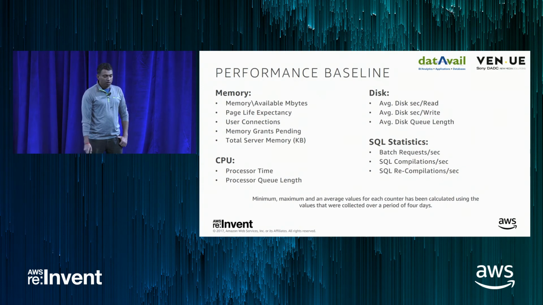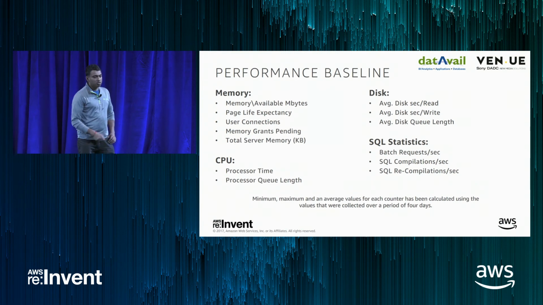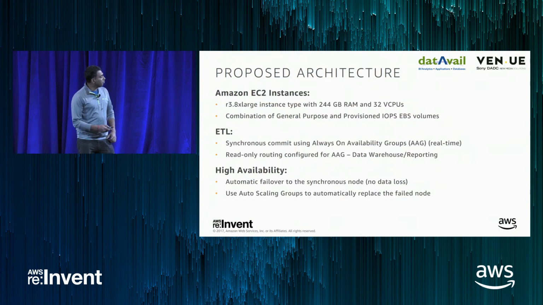So basically what we did was we ran the performance counters for a period of 4 days, and we calculated the minimum, maximum, and average values for each counter over that period. This is a very important step in our migration process because this really helped us to choose the right instance type. After we ran the performance baseline, we decided to go with the R3 8xlarge instance type, which has 244 gigs of RAM and 32 virtual CPUs.